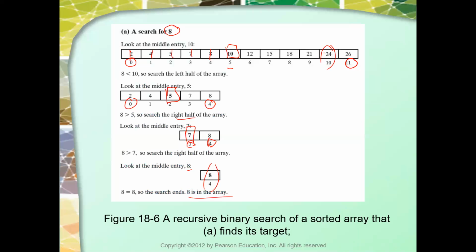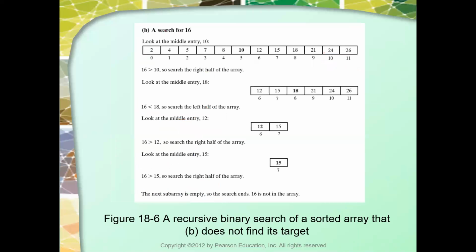But binary search is a lot easier to comprehend than the sorting algorithms we're going to look at. Here's one that fails, and you can trace this if you want. Again, we look at the 10, but 16 is bigger than 10, so now we can look at the right half. The average of that is 17 over 2, which is 8, so we look at the 18. 18 is too big, so we look at the left half of that.